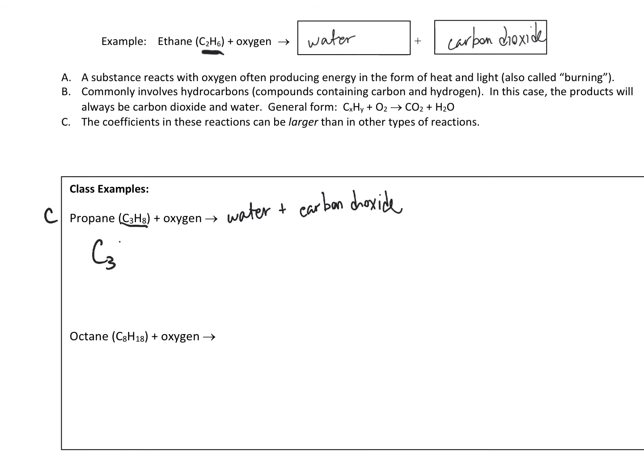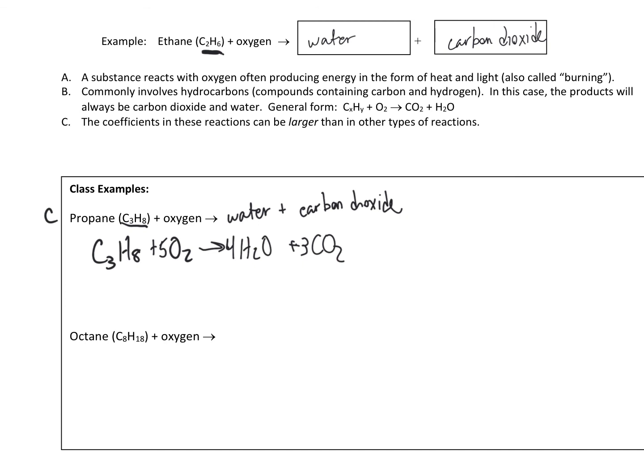If you want to get a balanced chemical equation, I know that I'm going to make H2O plus CO2. I'm going to need 3 CO2s and 4 H2Os to get my C's and H's balanced. That gives me a total of 10 O's on the right, which means I need 5 O2s on the left.